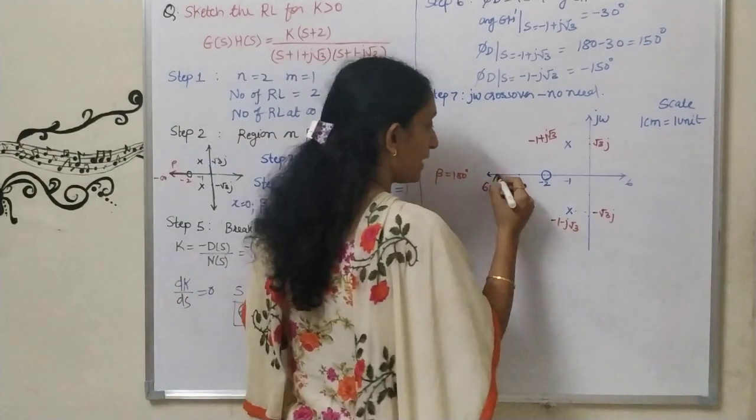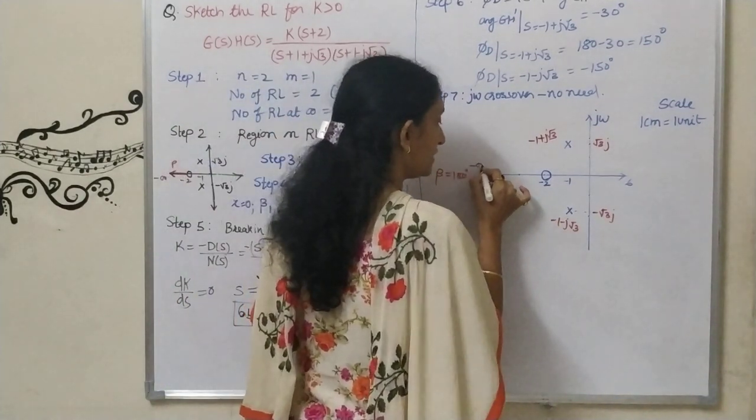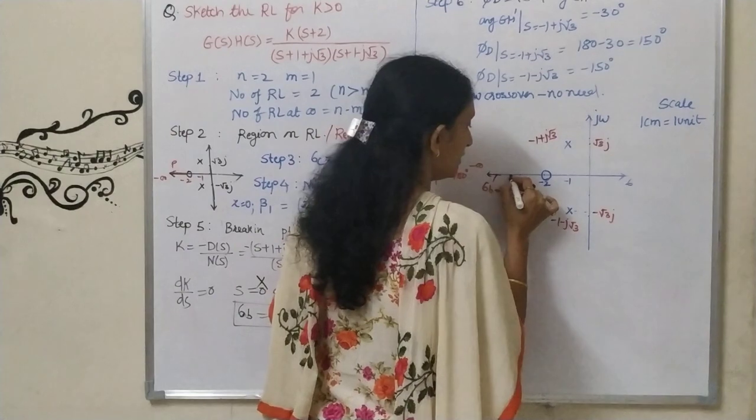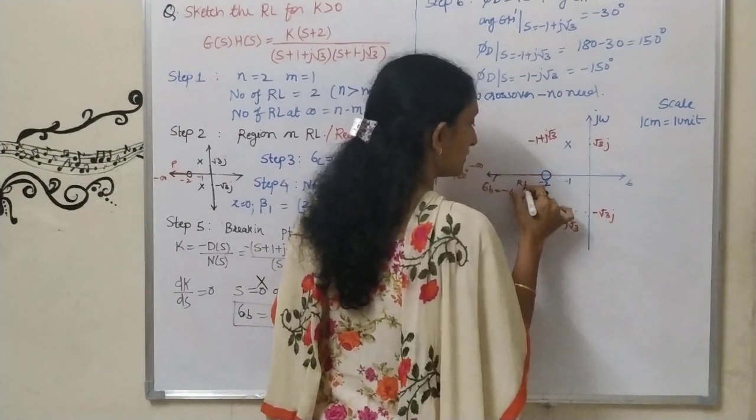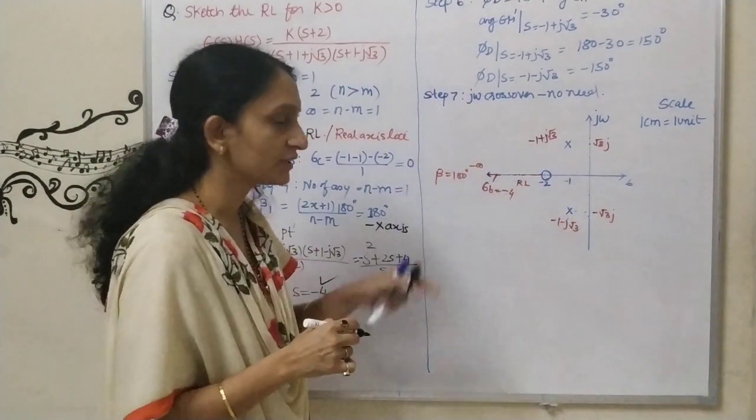Okay, so from minus 2 to minus infinity suppose. So this is actually the region on root locus. I am showing like this. This is the region on root locus. I am showing it with the dotted line.